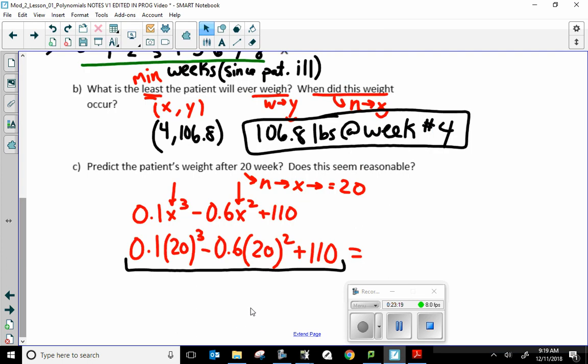So we're going to do this. Sorry, I don't mean to laugh. That's terrible of me. 670 pounds.